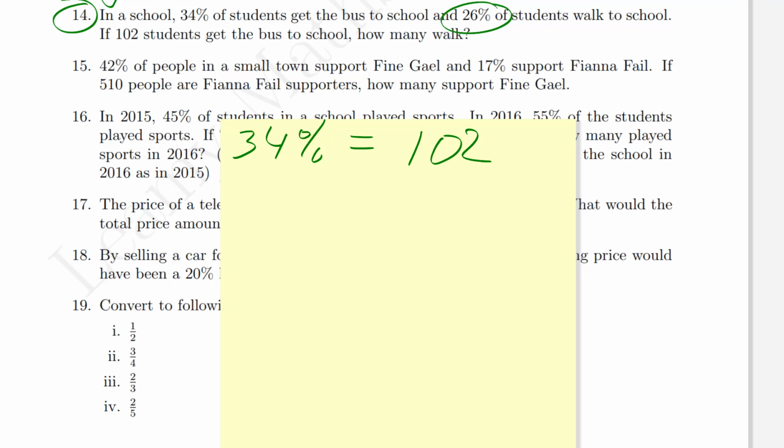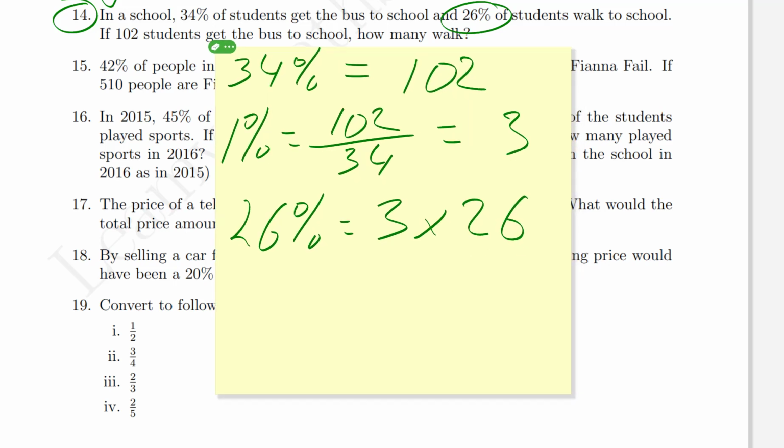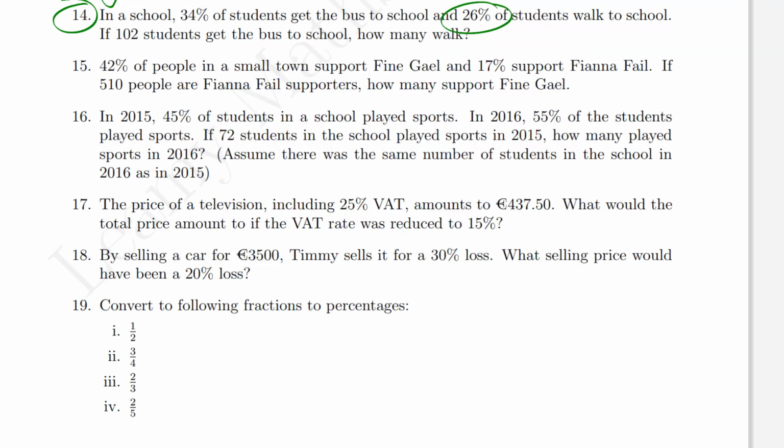All right. So if 34% is 102, once again, 1% would be 102 divided by 34. That's 3. Then we're looking for 26%. So 26% would be the 3 by 26. And that is 78. So 26% is 78, so 78 students walk to school. So that's how the likes of questions 14, 15, 16, 17, 18 and so on are done.